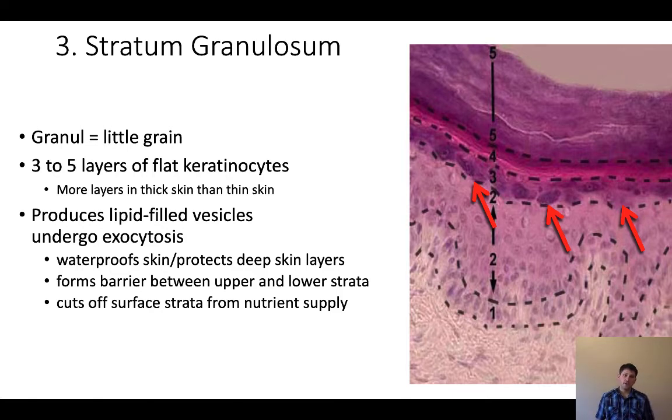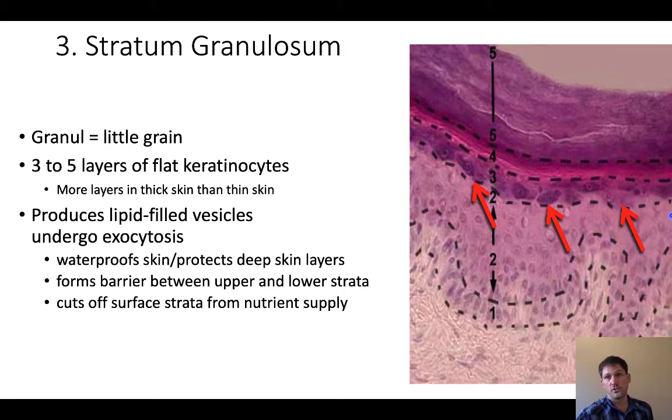Here, these cells produce lipid-filled vesicles, and so what they are doing now is taking that keratin, and they are starting to release that keratin on top of themselves. So sort of like, it's like they're barfing out keratin onto themselves. And that is waterproofing the cells. It's protecting the deeper layers, forms a barrier between the superficial layers and the deep layers. And once they release that keratin out and on top of themselves, it cuts off nutrient supply to the more superficial layers. So those cells are going to die.